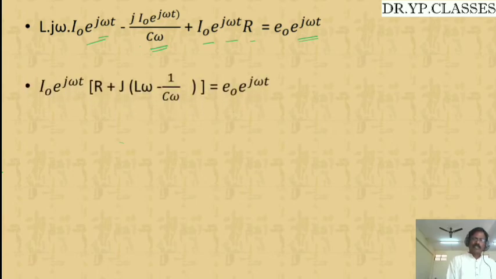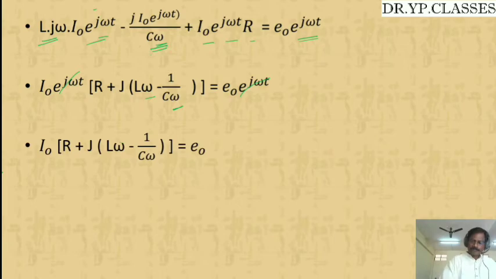Now take I₀e^(jωt) common in all the terms. Taking I₀e^(jωt) outside, you get R + j(Lω − 1/(Cω)), where Lω is from the inductor term and 1/(Cω) is from the capacitor term, equal to E₀e^(jωt). Now e^(jωt) on both sides cancels, and we have I₀ = E₀ / (R + j(Lω − 1/(Cω))).